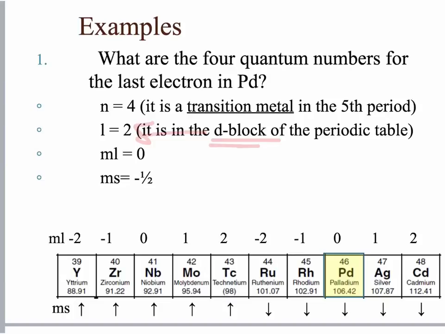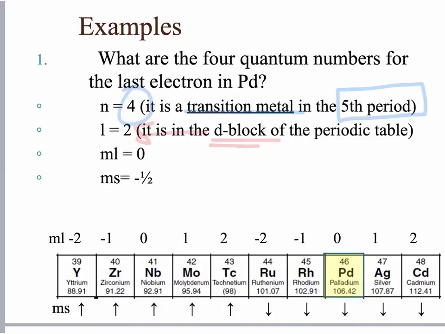Then I want to move to my principal energy level. Remember, principal energy level is the period number for main group elements. But in this case, this is not a main group element. This is a transition metal. So it's actually going to be the period number minus 1. And in this case, it's in period 5, so N equals 4.